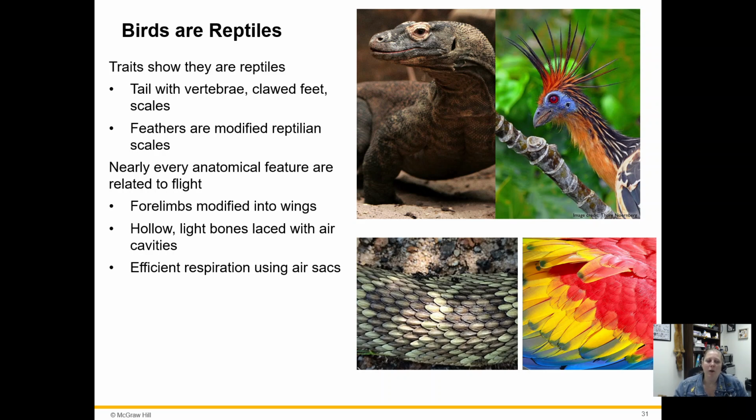And so we know that the features of birds have changed and are modified for flight, but they share a common ancestry with other reptilians, and so birds are reptiles. Their forelimbs have been hollowed out. They have wings that have been modified. They have air sacs for respiration, but we do see them as a reptilian group as far as classification is concerned.